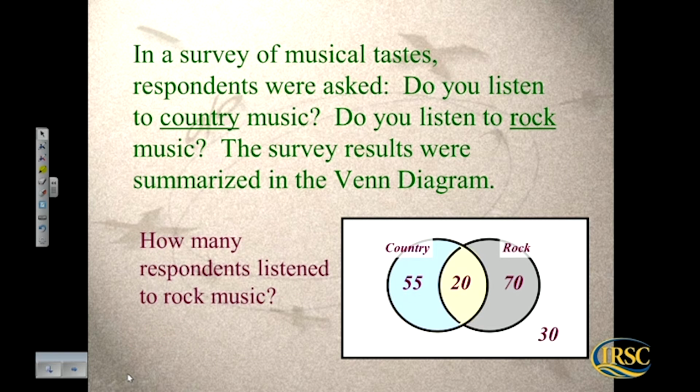Okay, next question. How many respondents listen to rock music? Okay, 90, good, because this time you needed to add the 20 and the 70. So 20 plus 70 equals 90. Next question, how many respondents listen to country but not rock? 55, very good. Because this region right here is the region that's inside country but not inside the circle for rock.